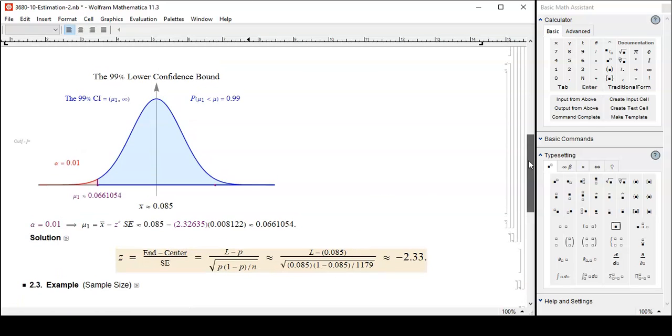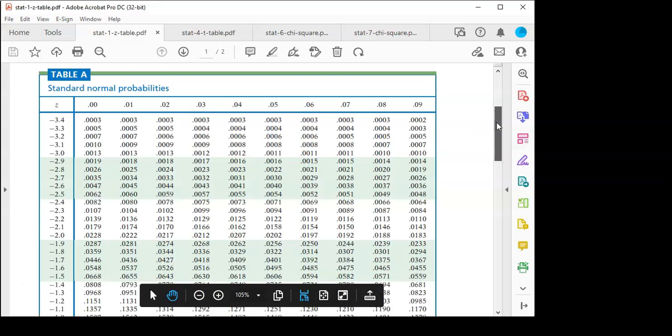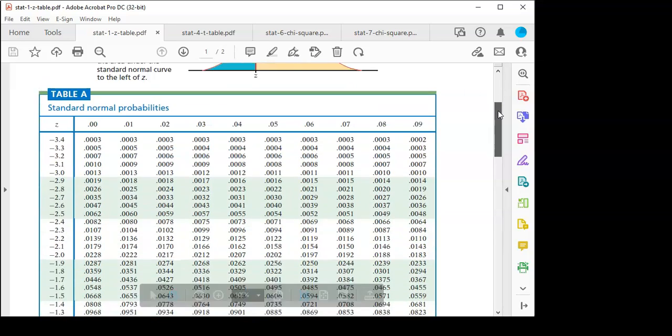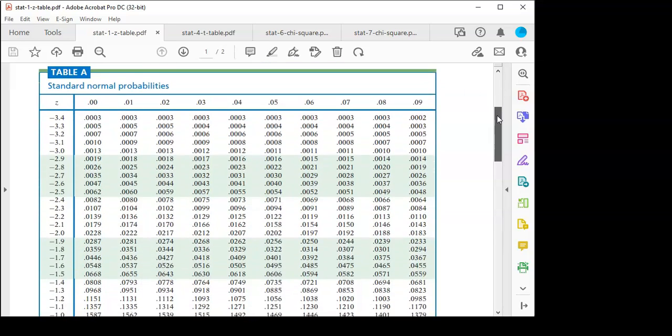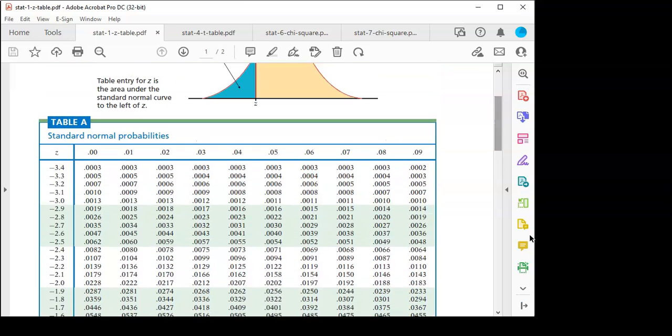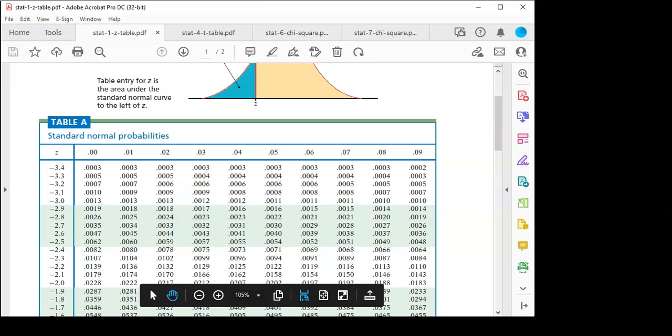Let me show you the z-score table. Let's see. Standard z table here. And this left-hand side is 1%. So you look at 1%. Where is it? The closest is right here. And that's associated with negative 2.33.